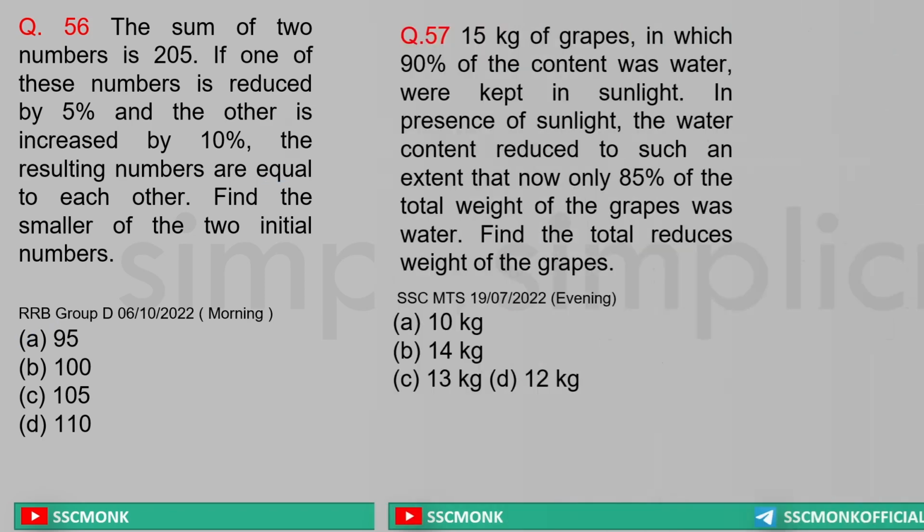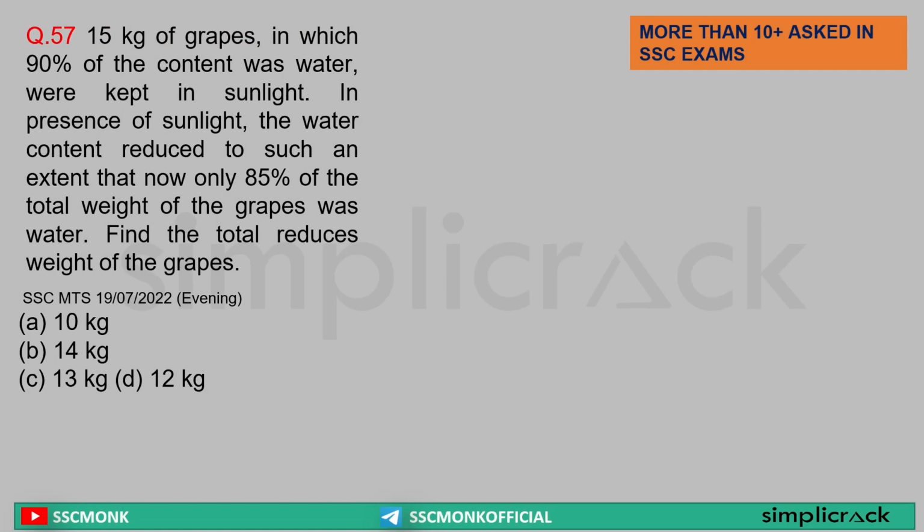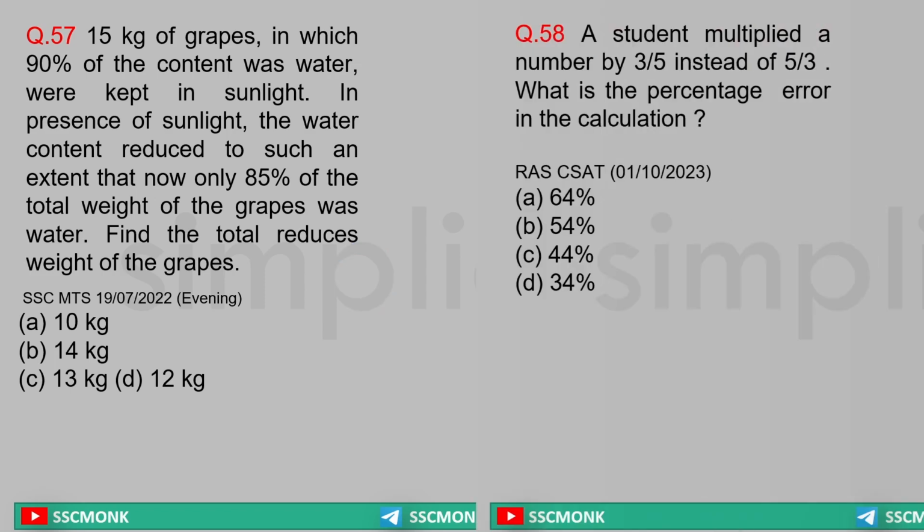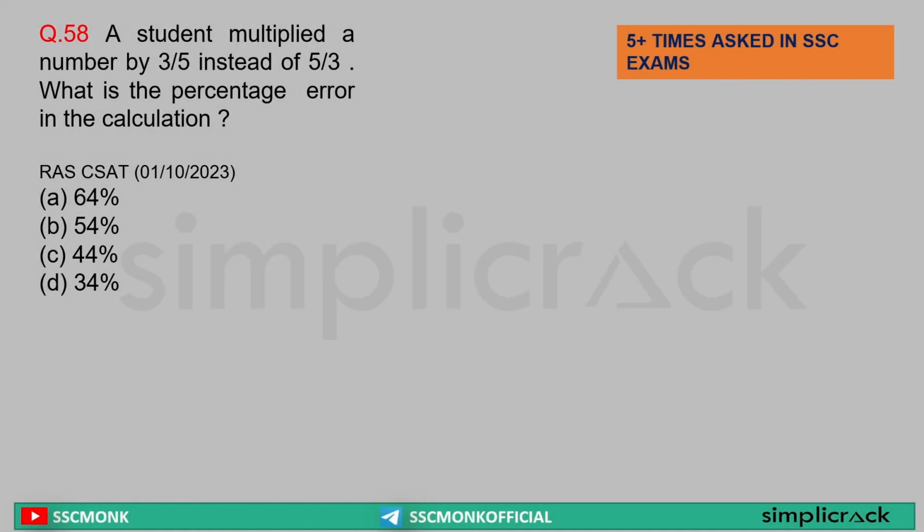Clear? Next. 15 kg of grapes, in which 90% of the content was water. See, I will give you this to try as homework. If you are not able to solve it, then I will solve it in the Telegram. Okay. Now, a student multiplied a number by 3 by 5 instead of 5 by 3. What is the percentage error? So let's say the number was x. So he multiplied by 3 by 5.